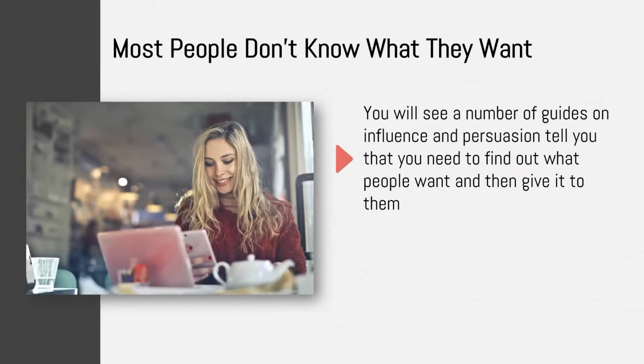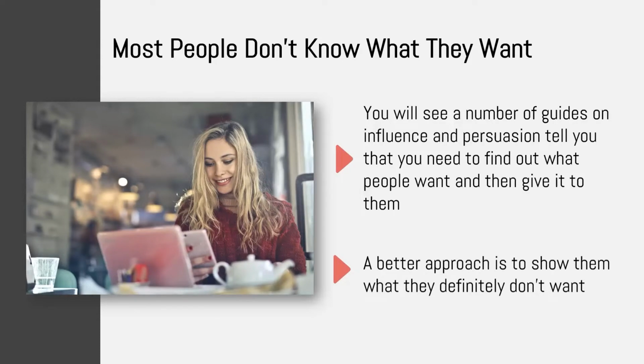Most people don't know what they want. You will see a number of guides on influence and persuasion tell you that you need to find out what people want and then give it to them. The problem with this is that most people have no idea what they want. A better approach is to show them what they definitely don't want, such as financial hardship, not having a loving partner in their life, continuously being passed over for promotion, having poor health, and so on.